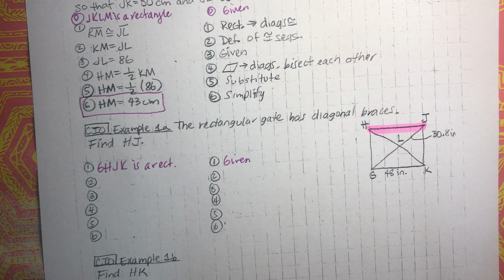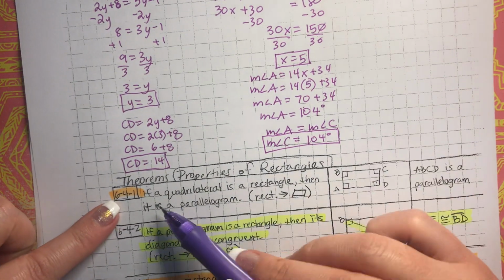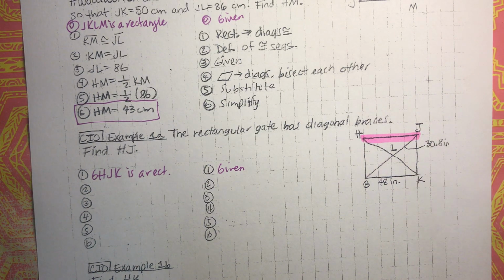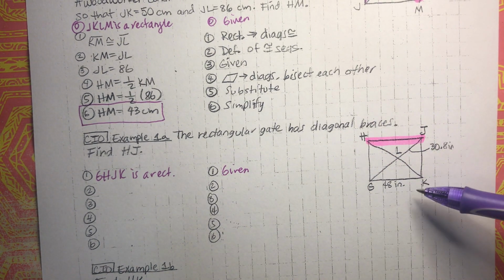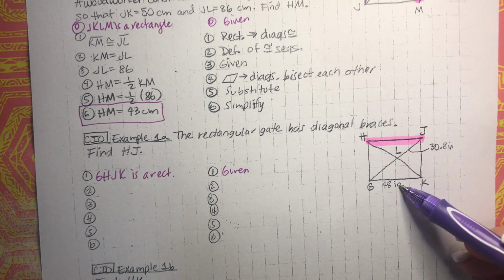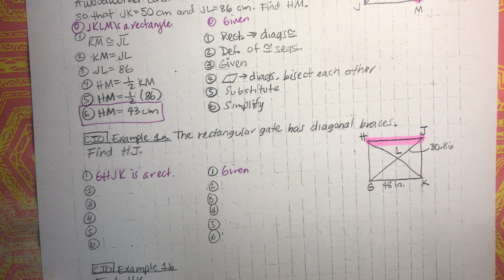Now, we know that if a quadrilateral is a rectangle, then it's a parallelogram, right? So we kind of want to say that because if it's a parallelogram, then we know that the opposite sides are congruent. And if this is 48, then that means that's 48, right? So pretty easy. Yeah, so let's go ahead and state that.